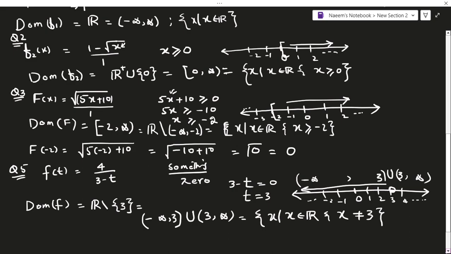Now I have an exercise for you. Please check this function g of t and find the domain of this function. I will give you the answer, but you have to verify that the domain of this function will be all real numbers except minus 4 and 4. Okay, wish you the best of luck.